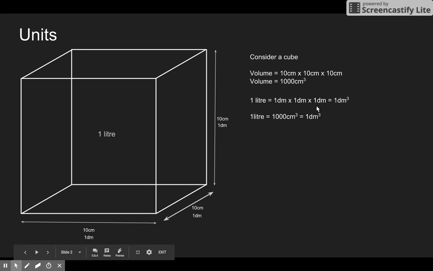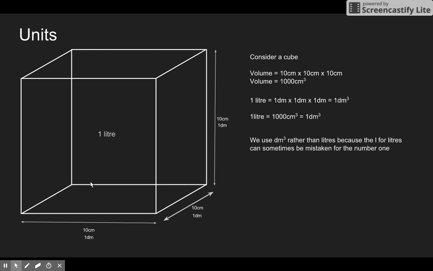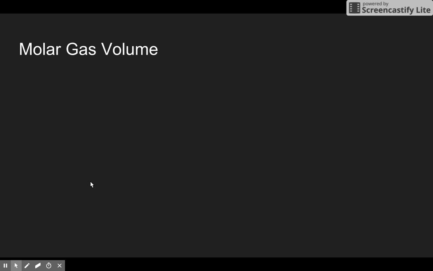So just a bit of background really. 1 litre is equivalent to 1,000 centimeters cubed, which is also equivalent to 1 decimeter cubed. And the reason we use 1 decimeter cubed is because the L for litres can be mistaken for a 1. Okay, that's the most important thing on that slide.